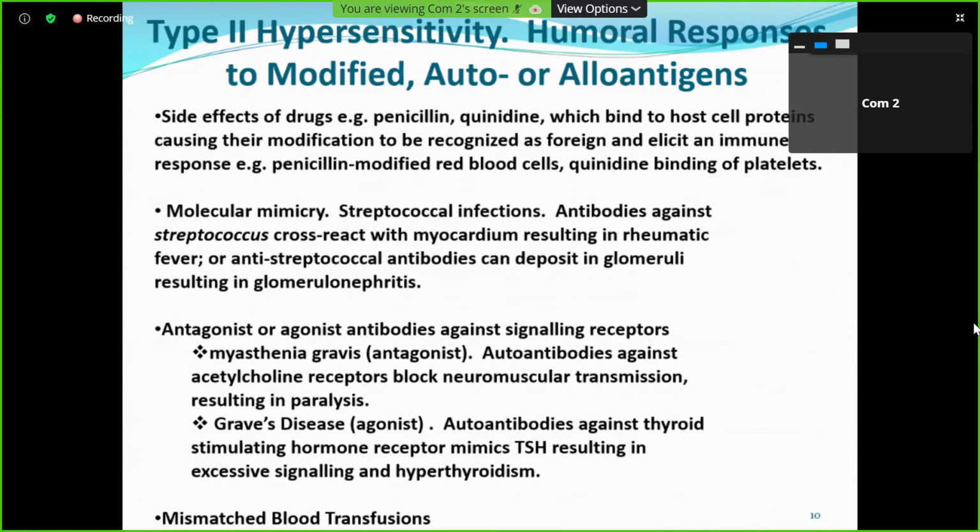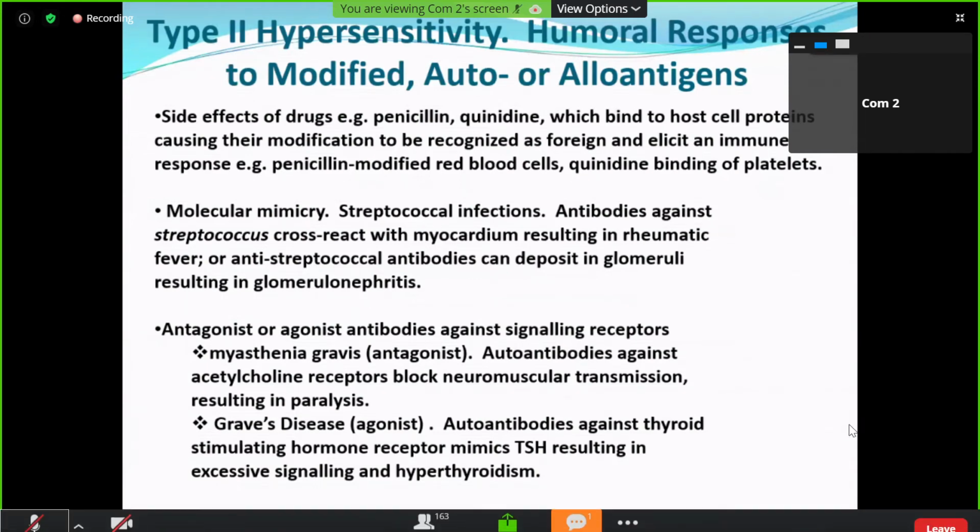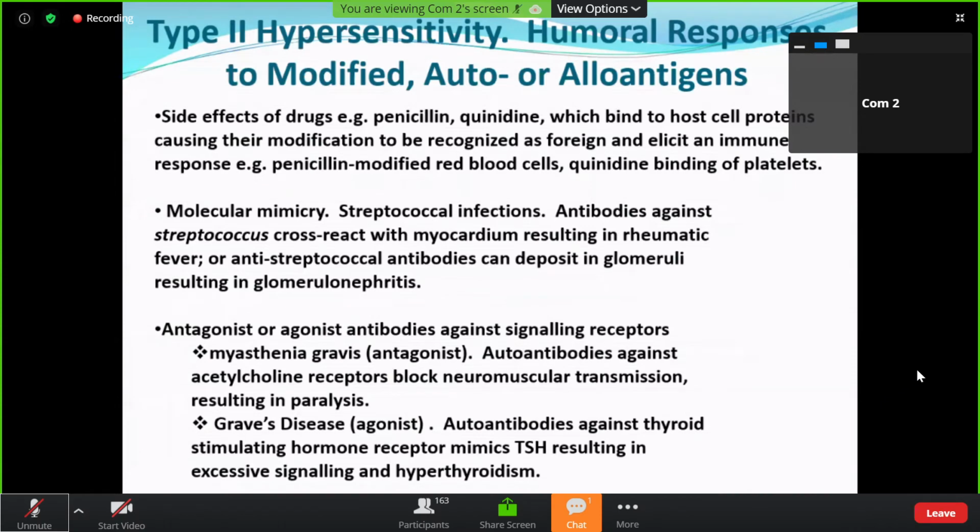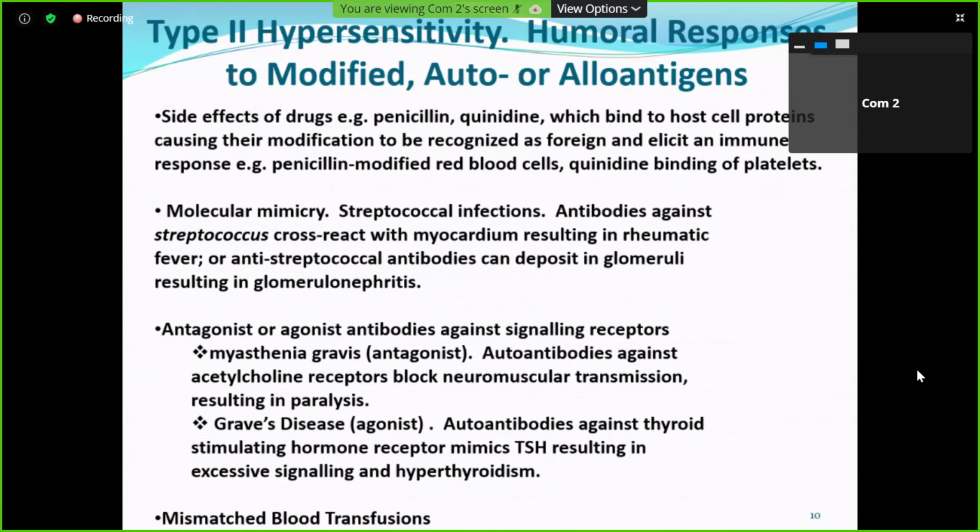And examples of this is in the case of myasthenia gravis, where autoantibodies bind to the acetylcholine receptors on neuromuscular junctions, preventing these receptors then from getting the appropriate signals during the activation of these neural cells. So this is why you get paralysis in these peripheral tissues.